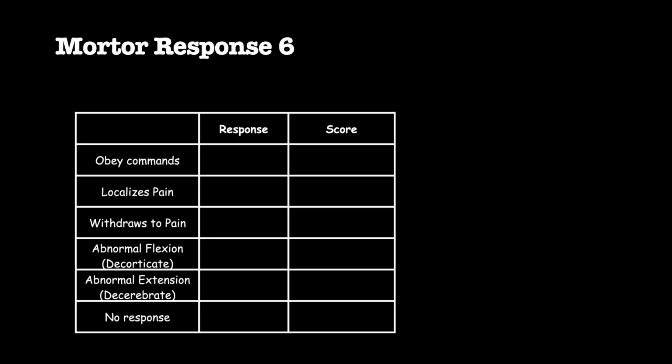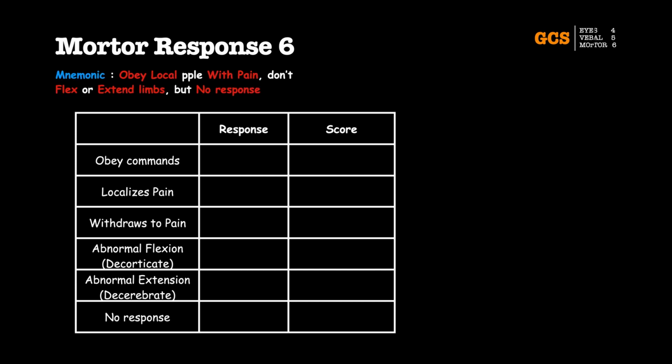Now, when we look at the motor response, the mnemonic for the motor response is: obey, localize, withdraw with pain, flex, extend limbs, but no response. Here also, I intentionally spelled motor with an R for you to know that motor response has 6 main components. So I need you to focus on obey, localize, withdraw with pain, flex, extend limbs, and no response.